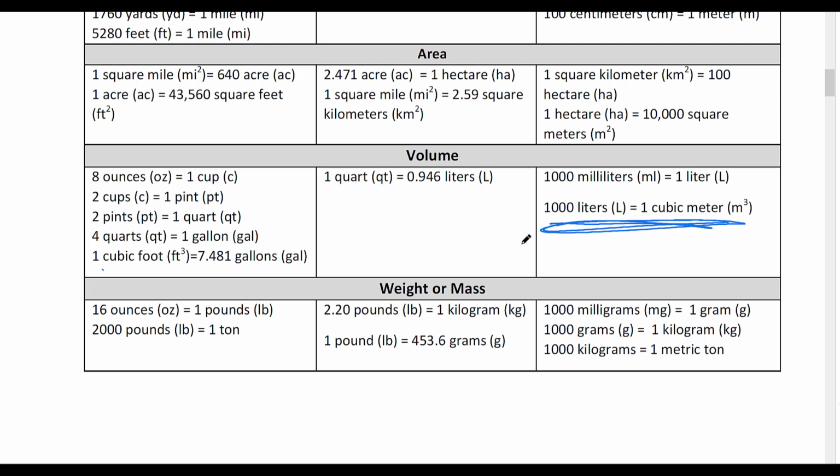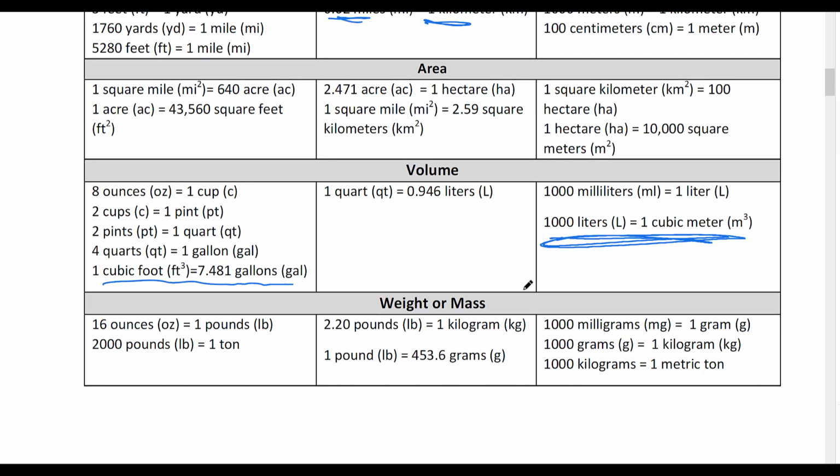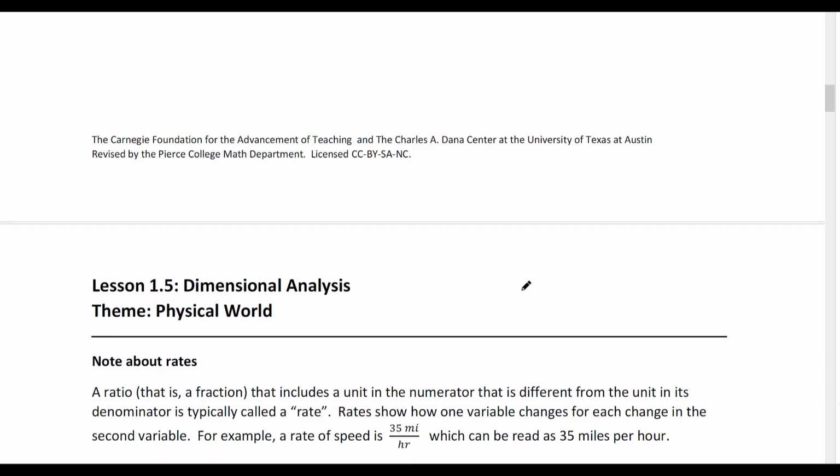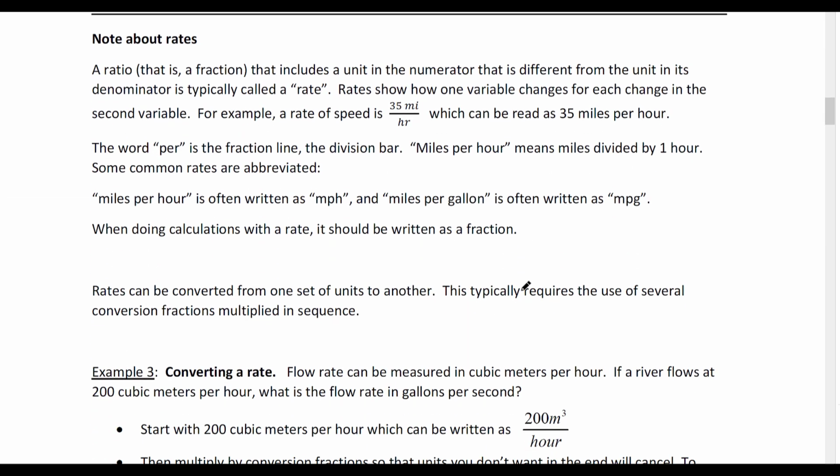And then 1 cubic foot is 7.481 gallons. Now, what do we have here? 1 quart is 0.946 liters. I thought it was, well, 4 quarts, so a gallon is somewhere around like 3.8. I see that written down sometimes.